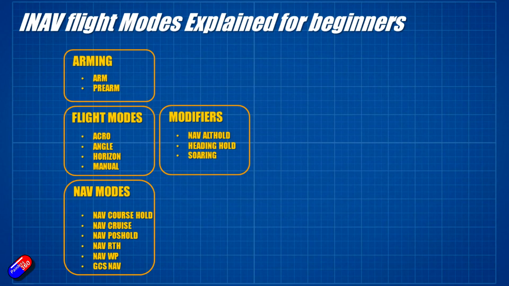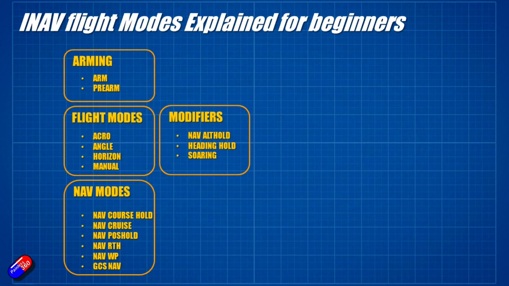The last one is called GCS Nav. GCS Nav is not really a mode as such, it's kind of a permission. You can use it with lots of other flight modes, but it allows you to control the craft using a ground station. Not something that I do a lot. Again, that one is pretty advanced stuff. So hopefully you're still with me.